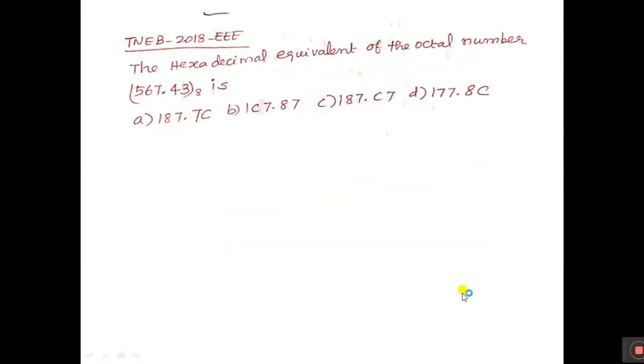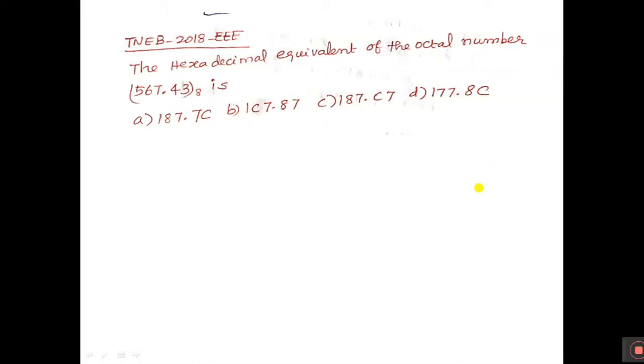And next question, same question paper, TNEB 2018 EEE. The question is, the hexadecimal equivalent of the octal number 567.43 base 8. The options given: option A 187.7C, option B 167.87, option C 187.6C7, option D 177.8C. We can solve this problem in two ways.